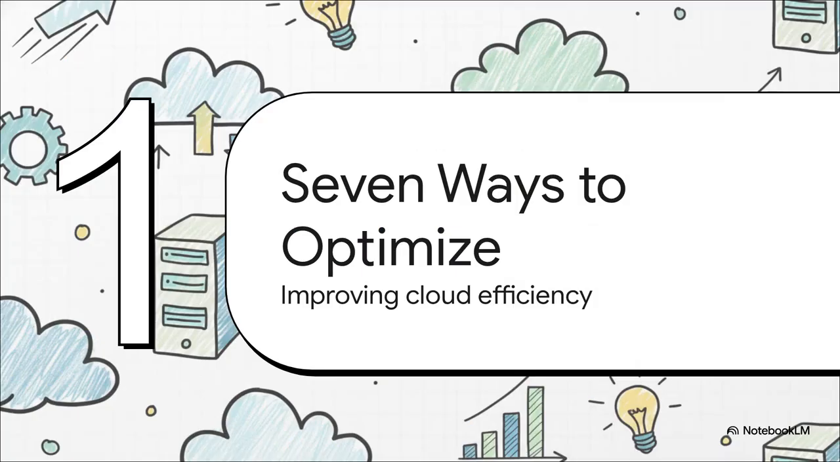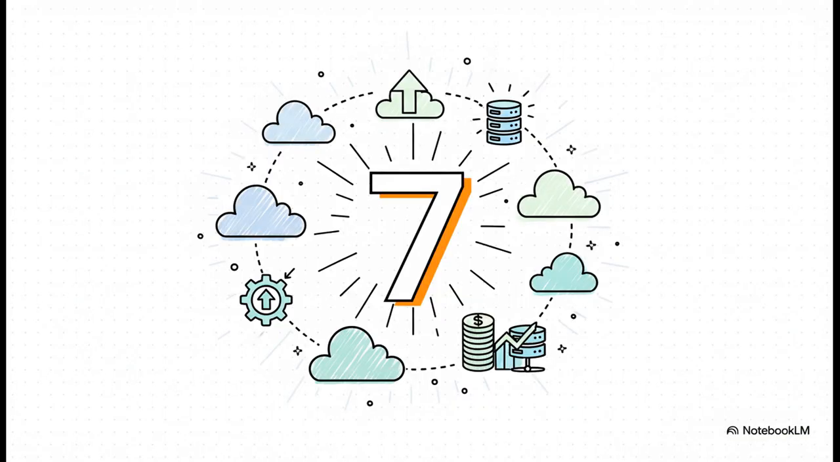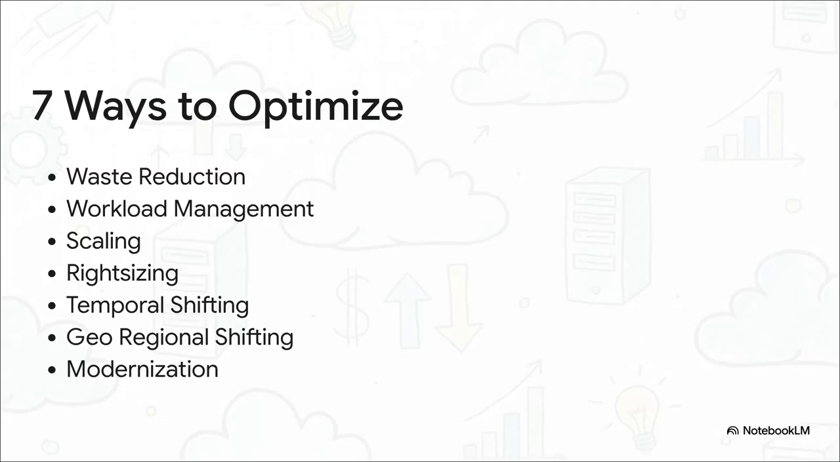Okay, so we've got the what and the why. Now let's get into the how. What are the actual practical things you can do to start optimizing? Well, it turns out there are 7 core strategies for getting your workloads in shape. Let's do a quick flyby of each one. And here they are. You've got everything from the basics, like waste reduction, just deleting old storage you don't need anymore, all the way to more advanced stuff, like temporal shifting, which is basically running jobs when energy is cheaper or greener. And then there's modernization, which is about always moving to newer, more efficient cloud services as they come out.